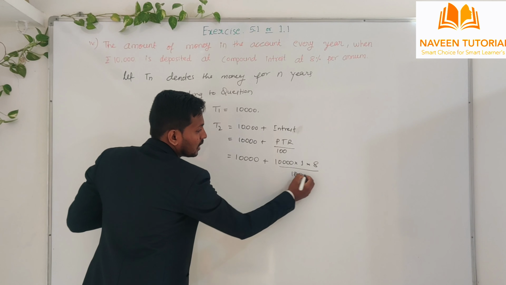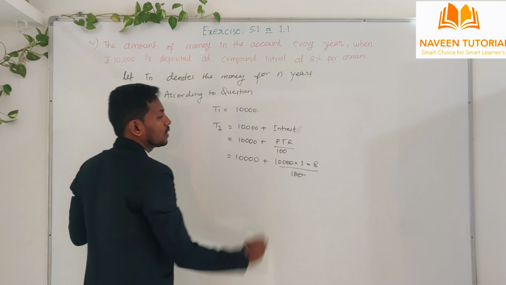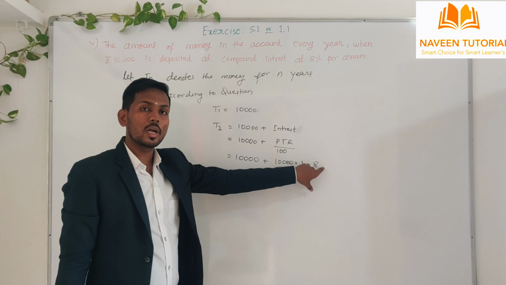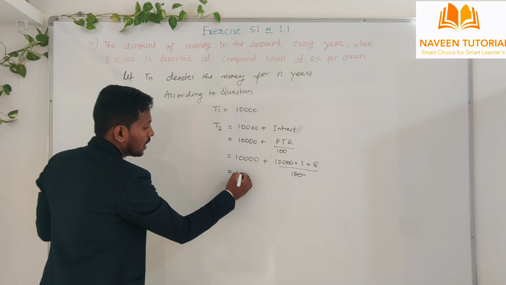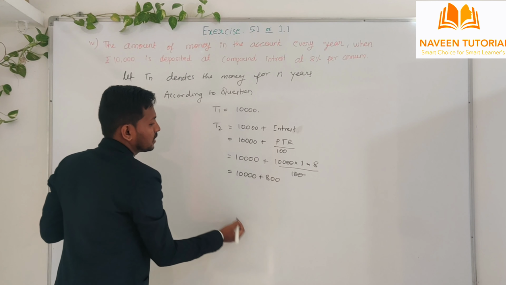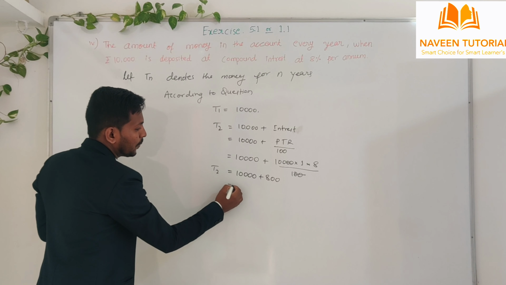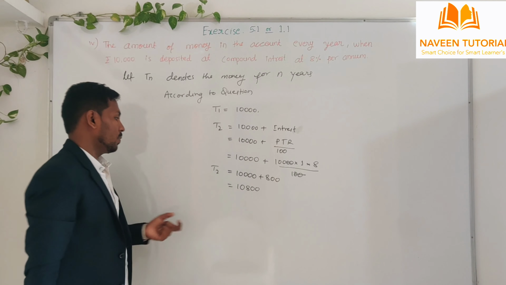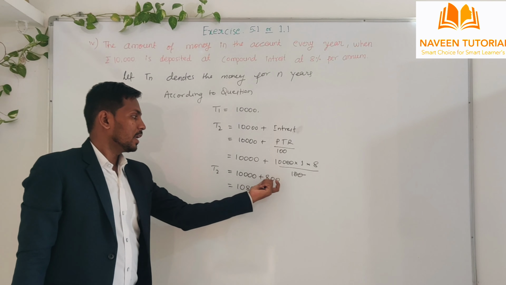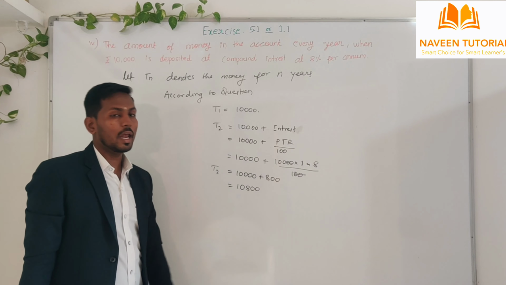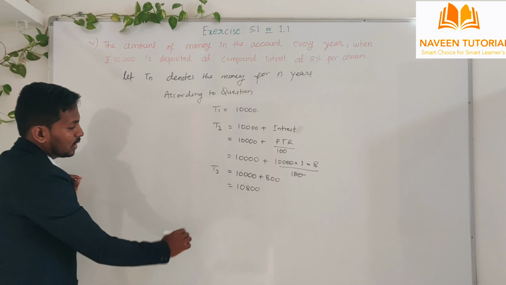Now here you have to cancel 00 00 here. 100 times 1 is 1 and 100 into 8 is 800. So here 10,000 plus 800, that is equals to 10,800. So here we obtain the interest for the next year is rupees 800. So that is 10,800. And I have to go to T3.